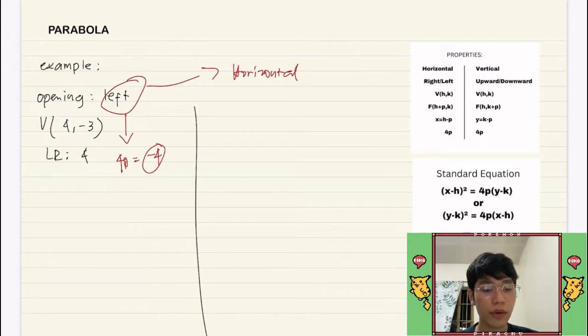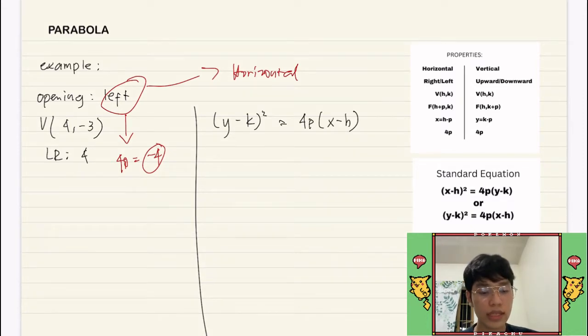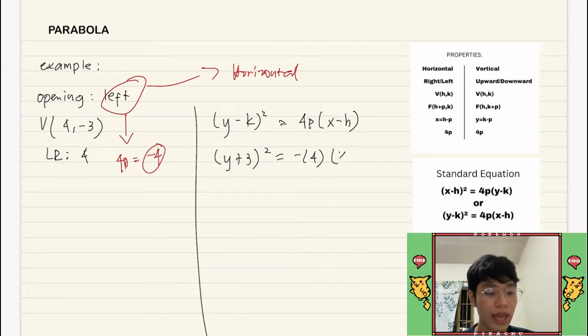We can use the horizontal standard equation: (y - k)² = 4p(x - h). So let's substitute: (y + 3)² = -4(x - 4). And then let's expand: y² + 6y + 9 = -4x + 16.